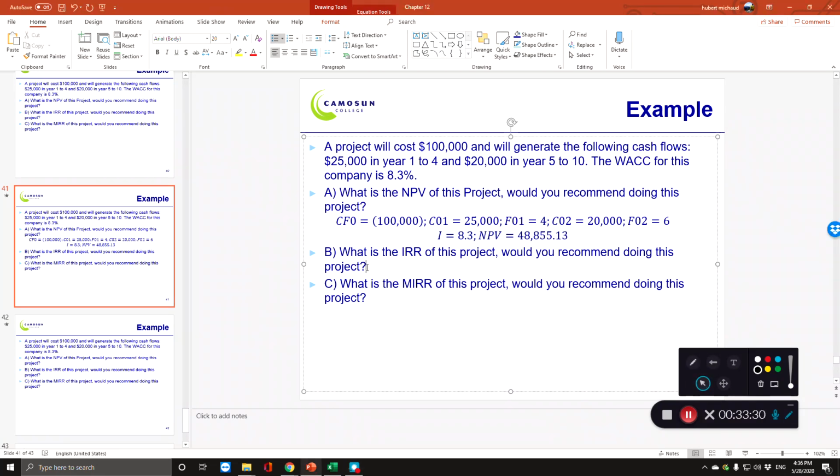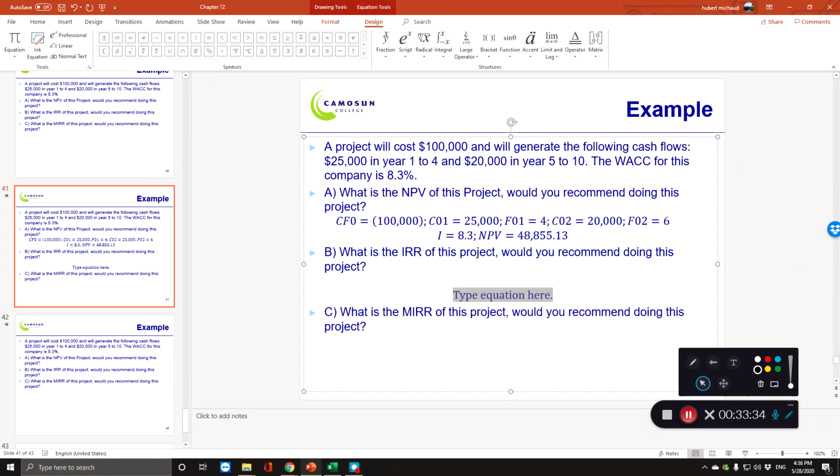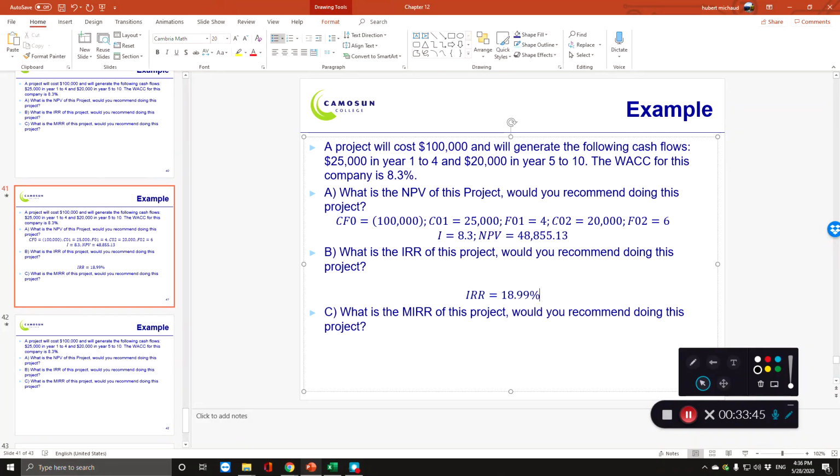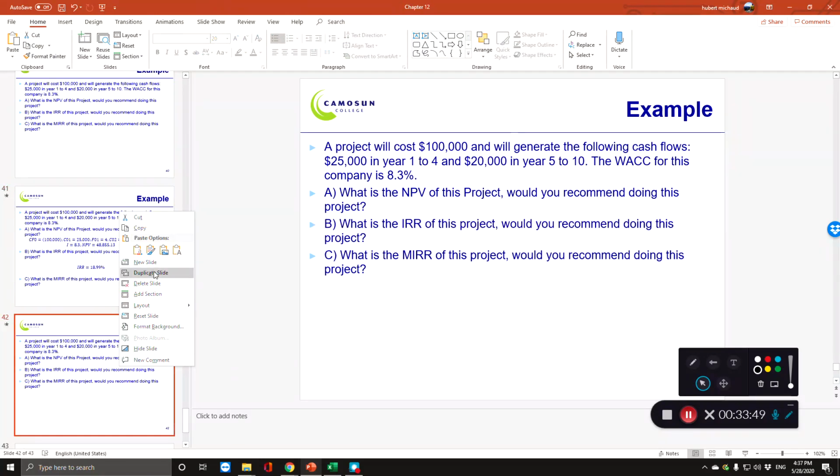Okay, to find the IRR, it's basically the same idea. You leave all of your cash flows in, you just go to IRR and you hit compute. Okay, and you should get that the IRR is 18.99%.